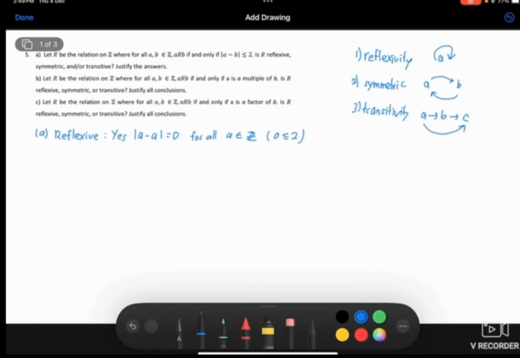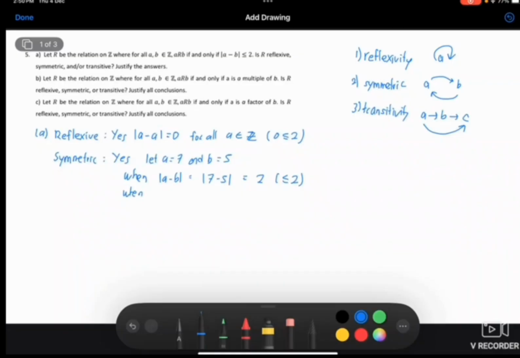Now, is relation R in question 5A also symmetric? We can say that the relation R is symmetric, and we can prove it by assuming that A is equal to 7 and B is equal to 5. The definition of symmetric is A related to B and B related to A, so A minus B is equal to 7 minus 5, which is equal to 2, less than or equal to 2.